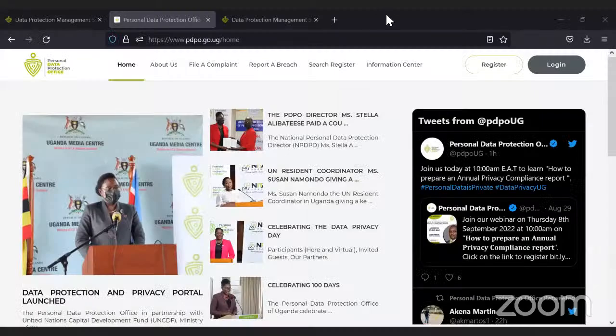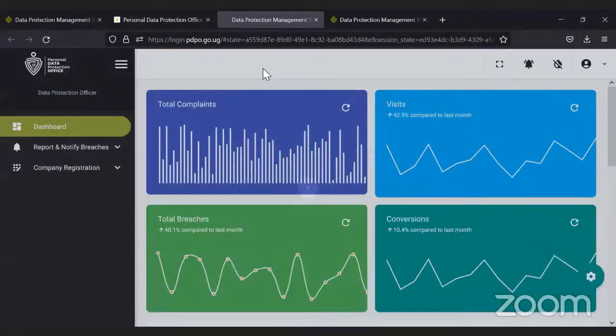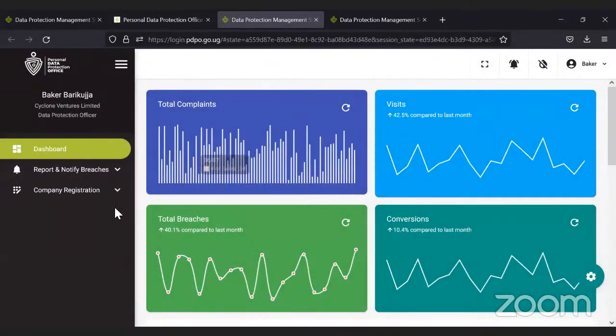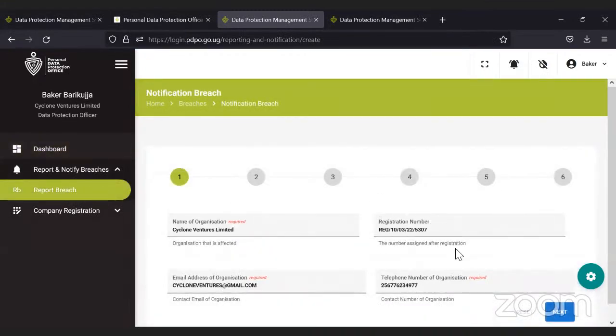So you come here to the website. So report a breach. So this is an account of a DPO. So you have logged in, then you come here, and now you are able to report the breach online. So you no longer need a physical form, just log in the account and do the needful.